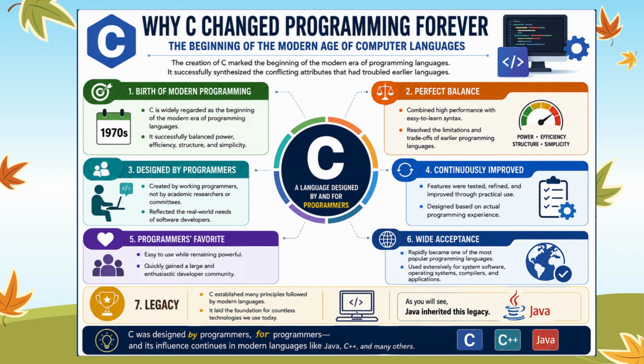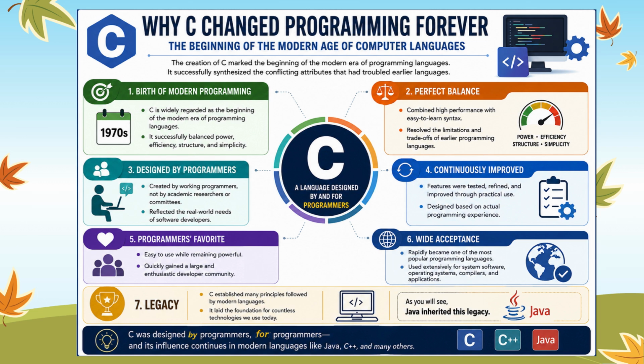The creation of C marked the beginning of the modern era of programming languages. It successfully synthesized conflicting attributes that had troubled earlier languages. First, the birth of modern programming began in the 1970s, with C. It successfully balanced power, efficiency, structure, and simplicity, achieving a unique balance by combining high performance with easy-to-learn syntax, resolving the limitations and trade-offs of earlier programming languages.